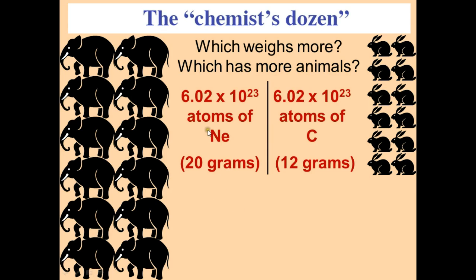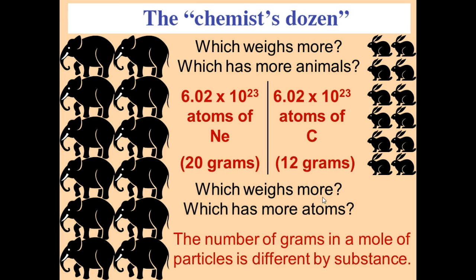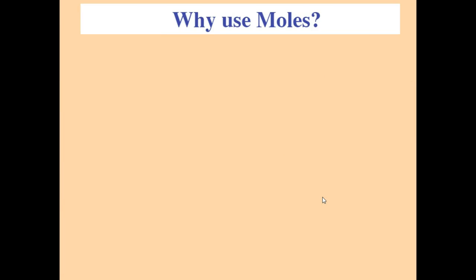Like a mole of neon weighs 20 grams, while a mole of carbon weighs 12. So it's the same thing. A dozen elephants or a dozen rabbits, they weigh different, but they're the same number. So that's very important. As we already talked about, they're the same number of atoms but weigh differently.